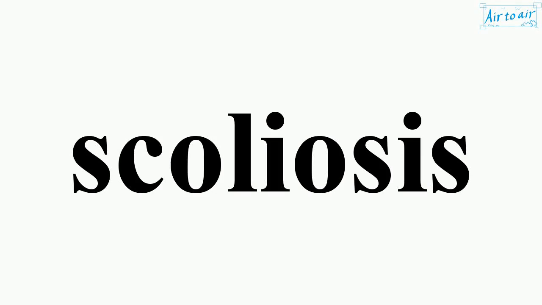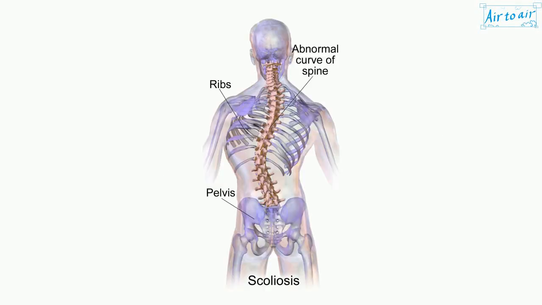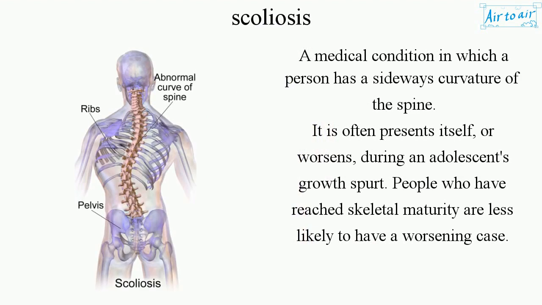Scoliosis. A medical condition in which a person has a sideways curvature of the spine. It often presents itself, or worsens, during an adolescent's growth spurt. People who have reached skeletal maturity are less likely to have a worsening case.